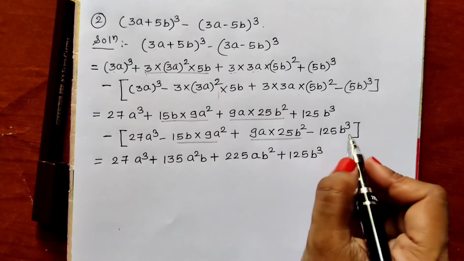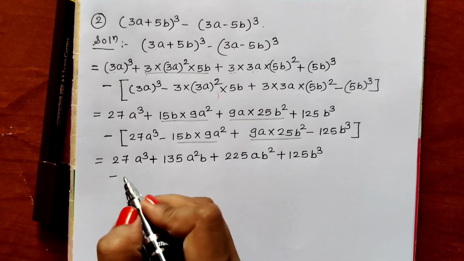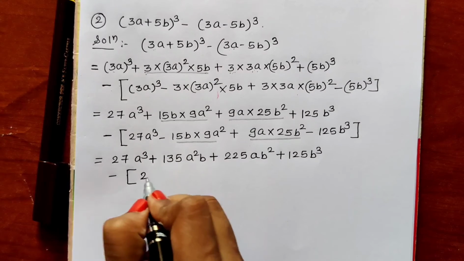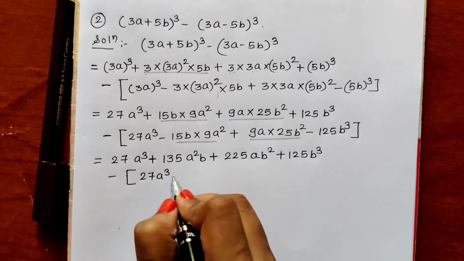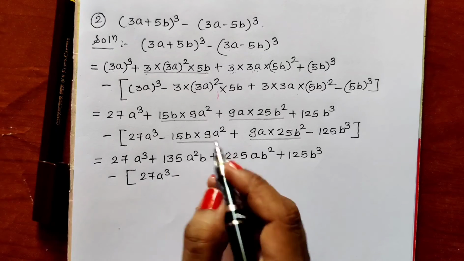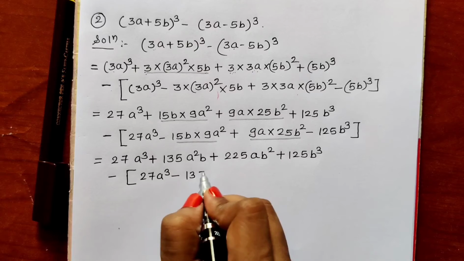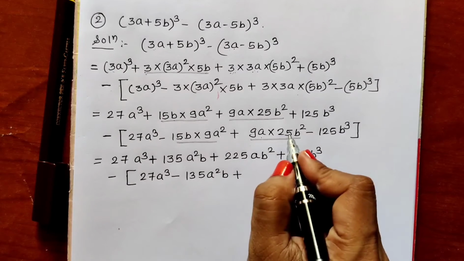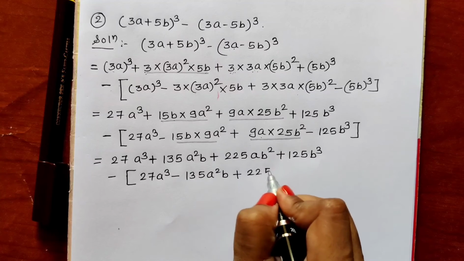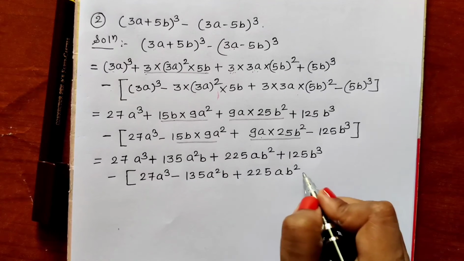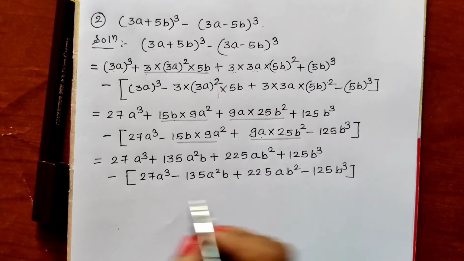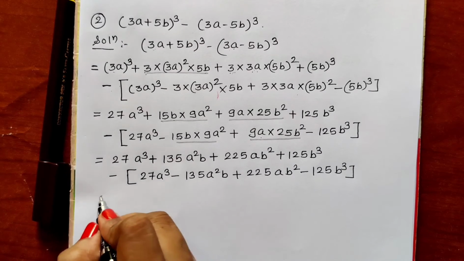Now let us do this expansion. Minus 27a cube minus 15b into 9a square will be 135 a square b, plus 9 into 25 is 225 a b square minus 125 b cube. Now remove the bracket in the next step.